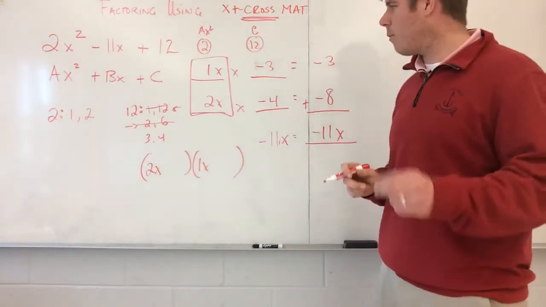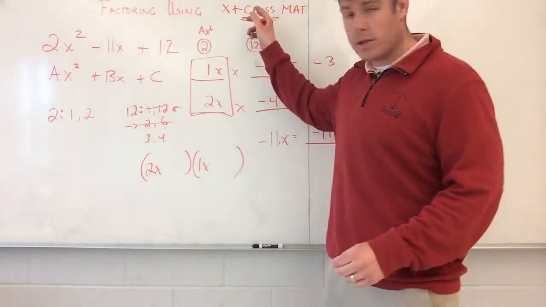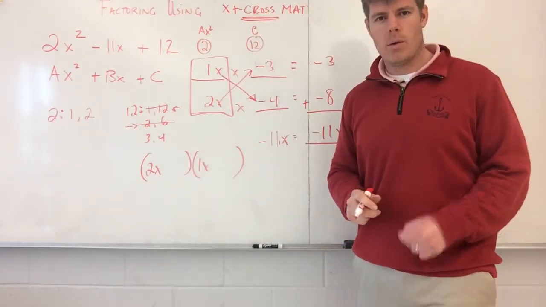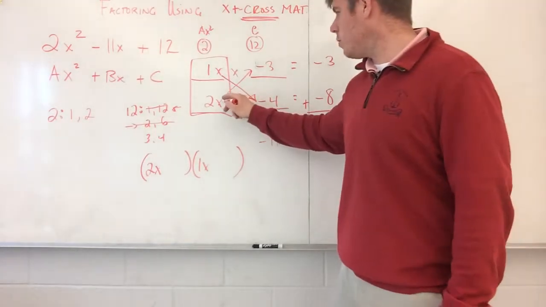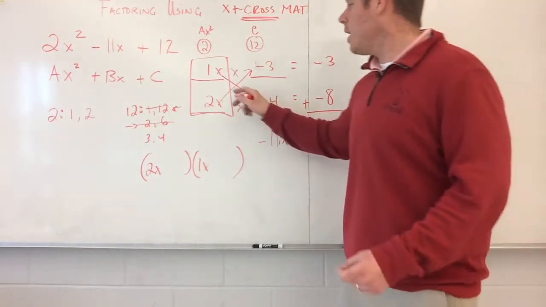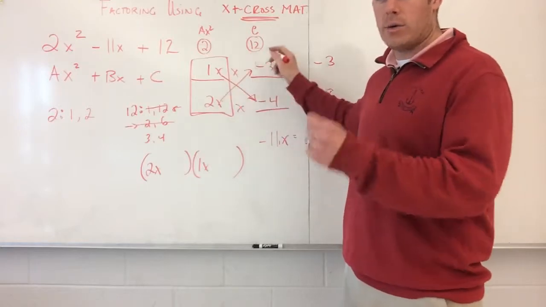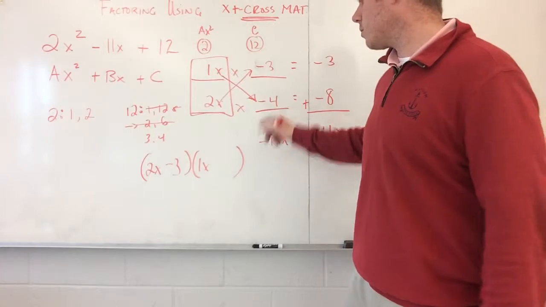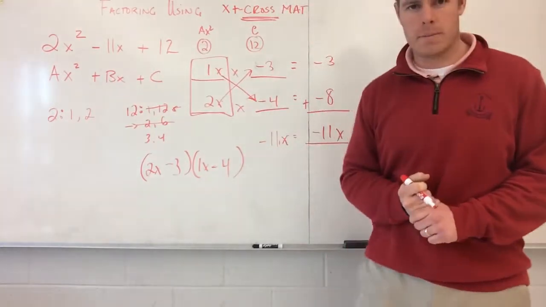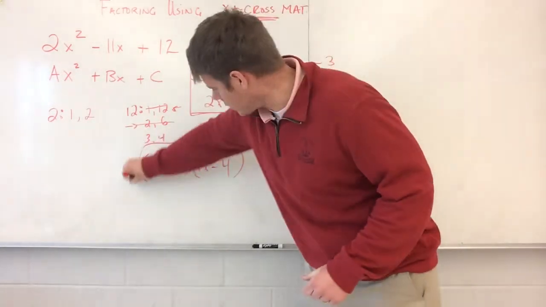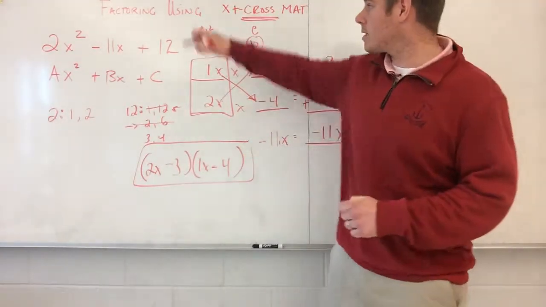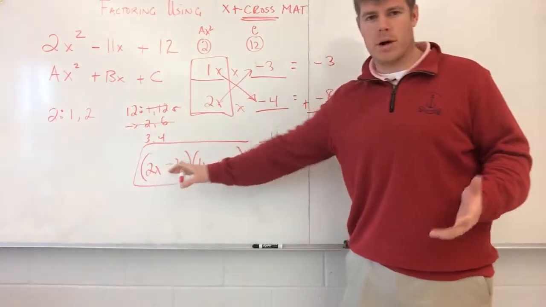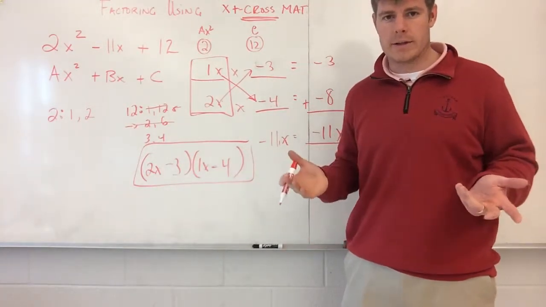From that, I call it the cross mat again, because you put the cross value with the other term. So the 2x doesn't go with the one I multiplied by. It goes with the negative 3, the value across from it. So you put negative 3 here and get 2x minus 3, and you put the 1x with the negative 4 and get 1x minus 4. Then this statement is factored. I've taken a sum and put it as an expression of multiplication, and that would be it.